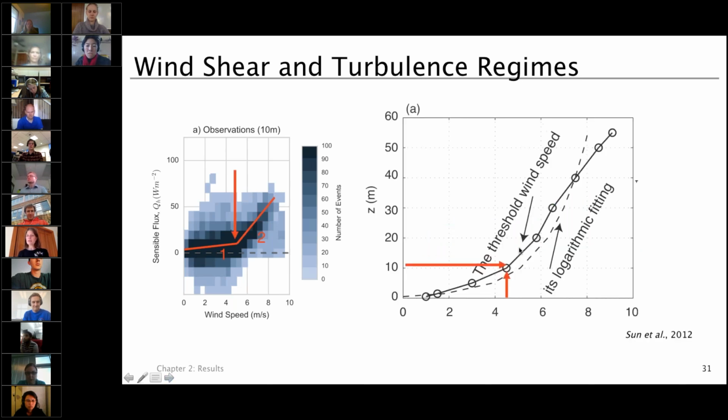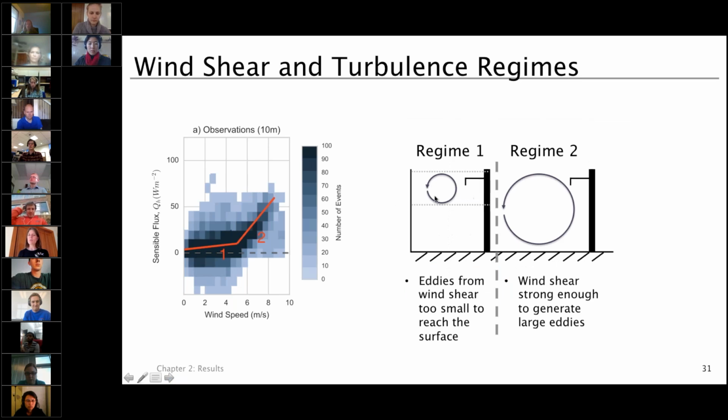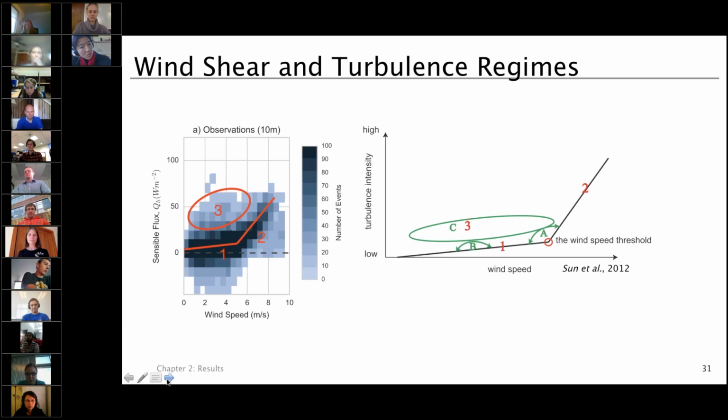The threshold really is where above this, you start getting a lot more mixing per increase in wind speed. The idea is in regime 1, the eddies from the wind shear are too small to really reach the surface effectively. In regime 2, the wind shear and the wind speed are strong enough that you get large eddies, and you're getting much more effective flux at higher wind speeds. The increase with further wind speeds is much steeper than at the lower wind speeds because you're having bigger eddies happening. Now what's up with regime 3, right?